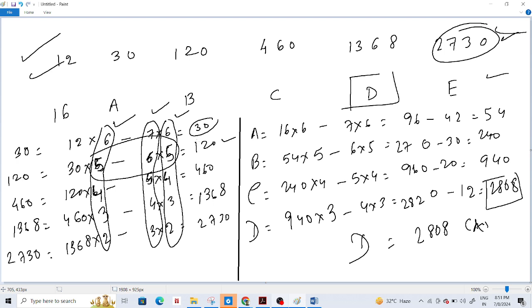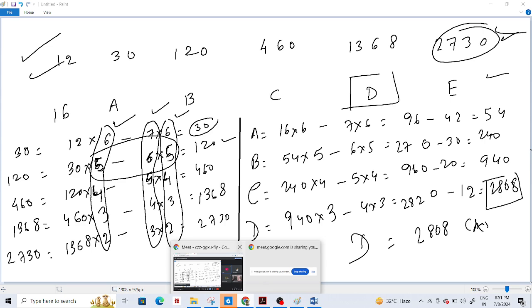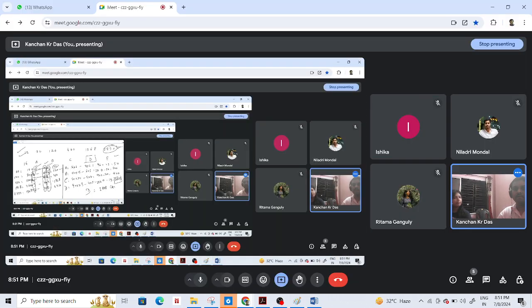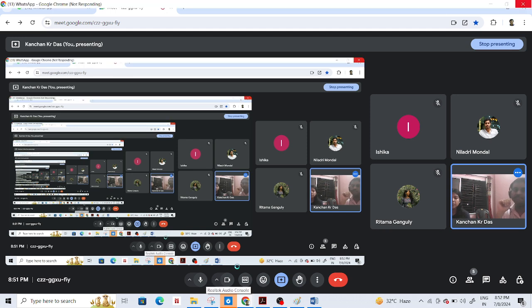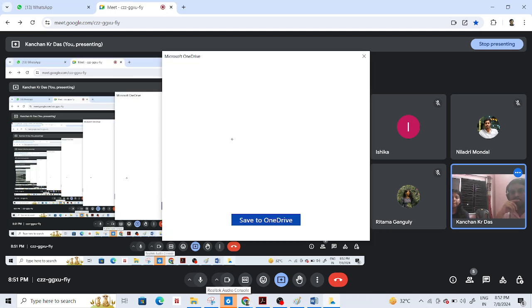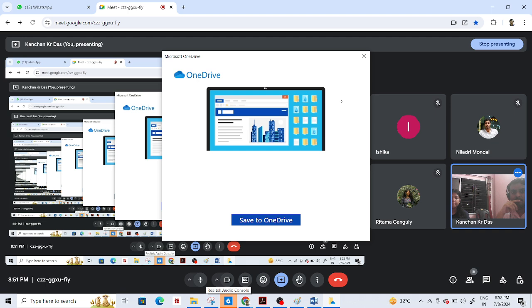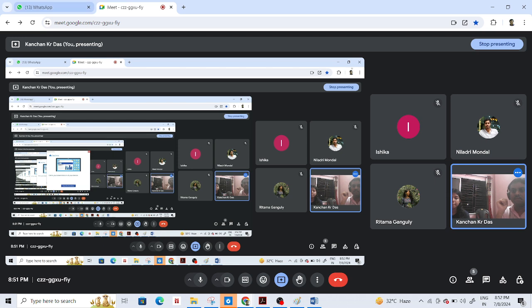Okay, is that clear? I'll send it in the group. Have you understood, Ishika, Niraji? Yes, sir. Yeah, I'm just sending it in group.